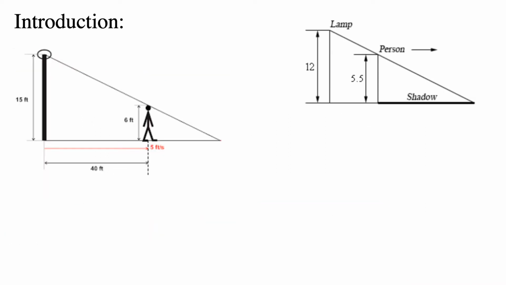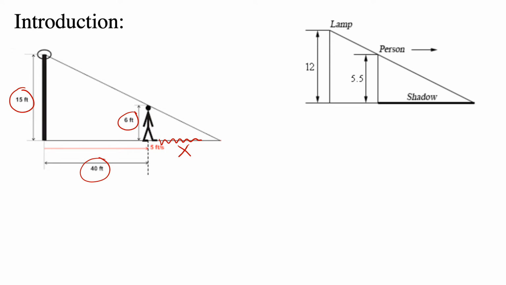Okay, so before we really get started with the calculus, I just want to introduce you to the types of pictures and visuals that we're going to be seeing in this section. So if you look at the first picture on the left, we have a height of a lamppost, we have the height of a person, we have the distance that the person has walked, but what we don't have filled in is a variable here for the length of the person's shadow.